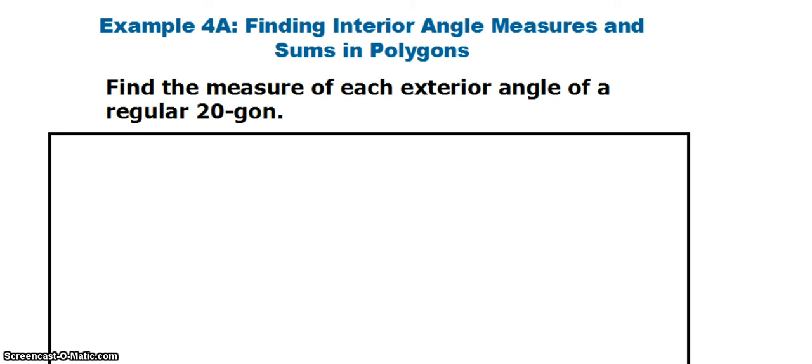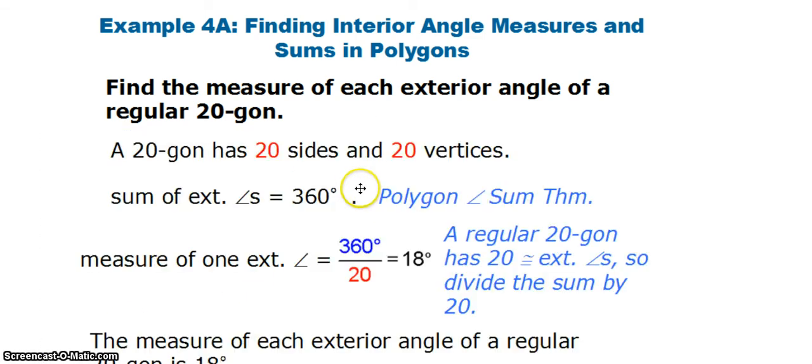Find the measure of each exterior angle of a regular 20-gon. It's a regular 20-gon, so each of the exterior angles will be equivalent. It's 20 exterior angles, right? And they sum to 360. So simply, we divide 360 by the number of sides in this regular polygon, and we know that each of the exterior angles is 18 degrees.